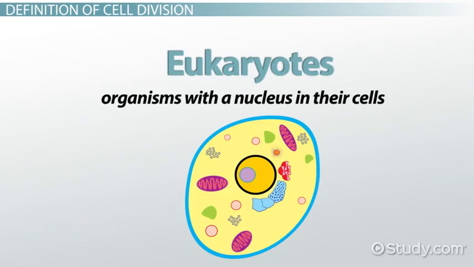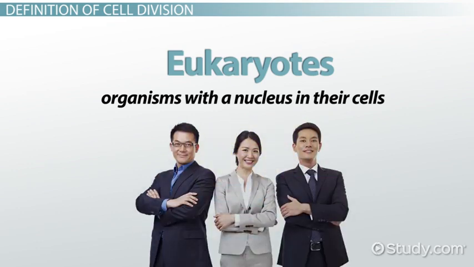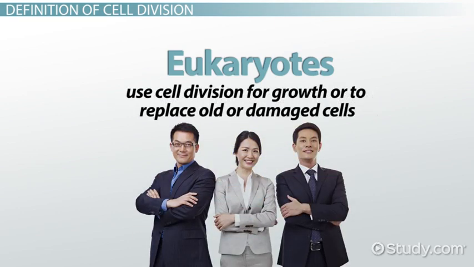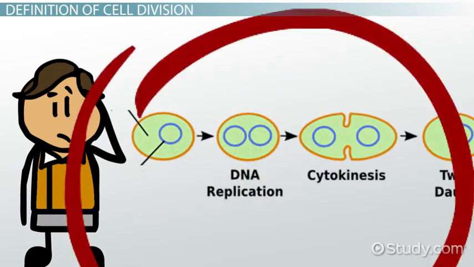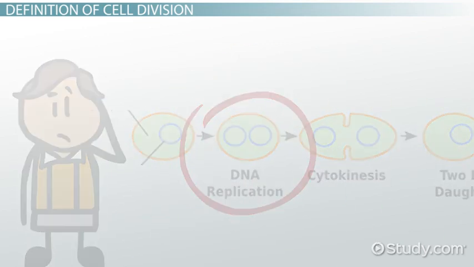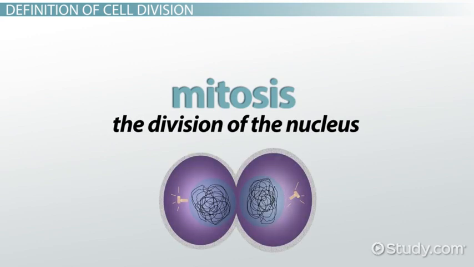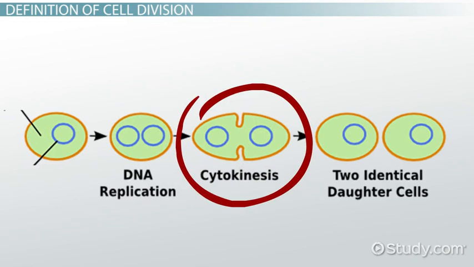Eukaryotes are organisms with a nucleus in their cells. Many eukaryotes, like you, are also multicellular, and they usually use cell division for growth or to replace old or damaged cells. While the process of cell division is much more complicated in eukaryotes, it does have similarities to the process in prokaryotes. Just like in prokaryotes, DNA replication must occur first. Then, mitosis, or the division of the nucleus, occurs. Cytokinesis, or the division of the cytoplasm, occurs just as it does in binary fission.